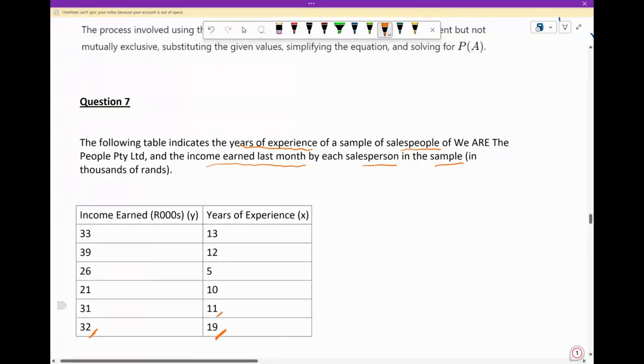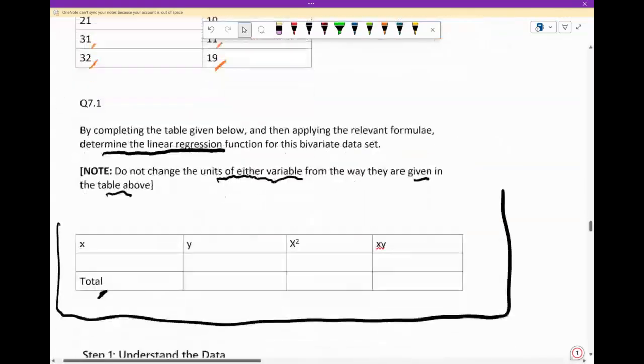Not quite. Here's 11 and here's 31. Okay, there's a stark difference. Here's 12 and here's 39. Okay, but one would assume that the longer you've been, the more money you should make. But clearly here you can see it's not exactly the case. So that's what you're assessing.